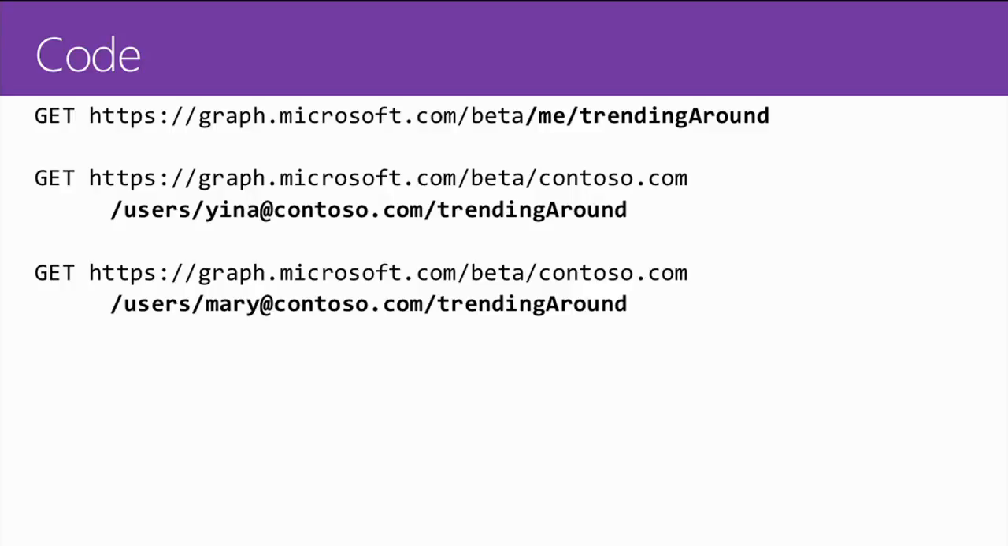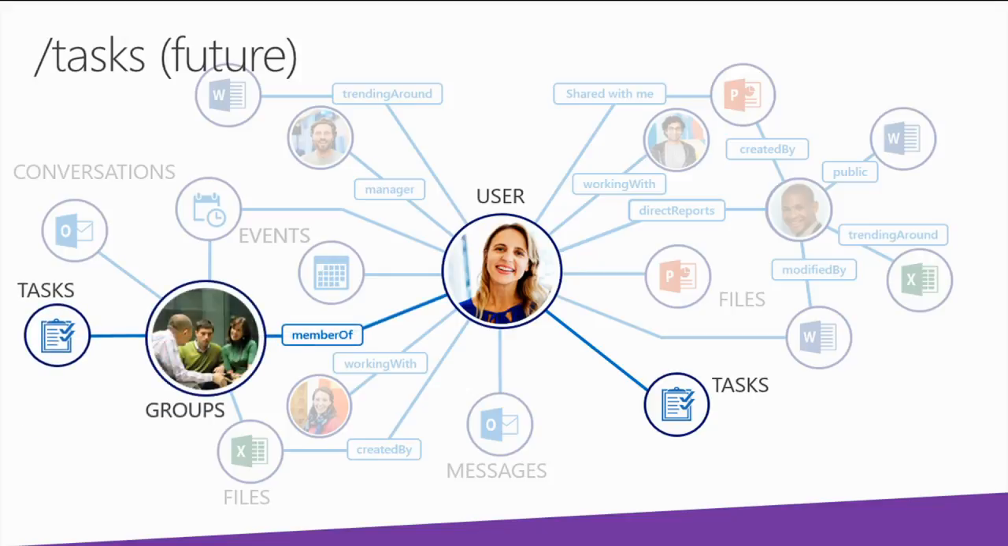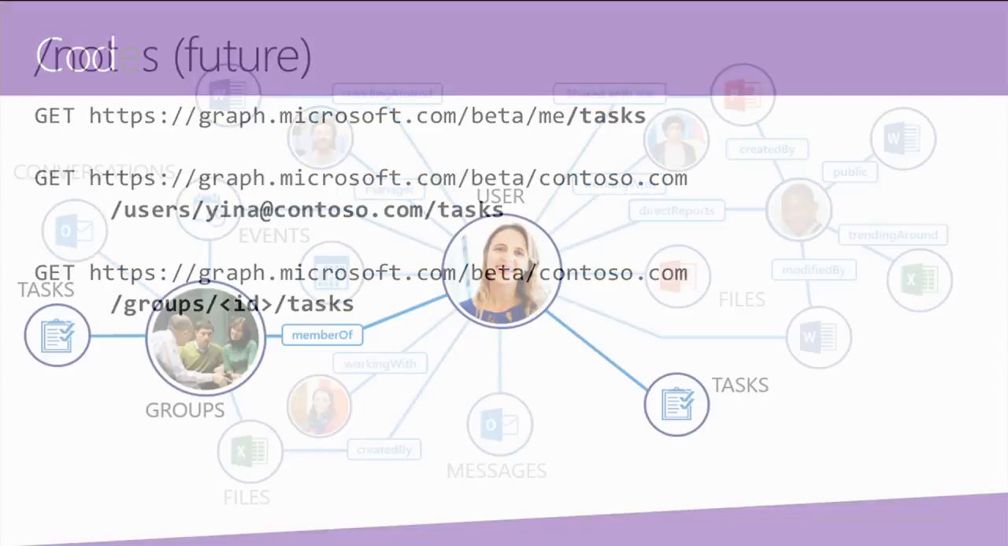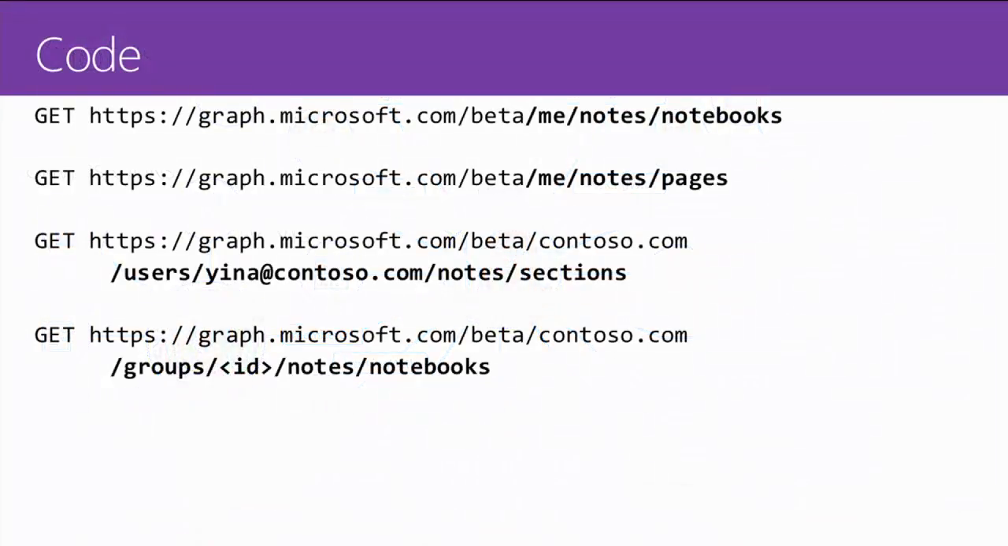OK, so now I'm going to move into a little bit of the future. We're working on integrating not only the big players like Files and Exchange and SharePoint and AD, but also other services like tasks, and getting tasks for the user and getting tasks for the group. And we're also working on integrating things like OneNote and getting the notes that are both part of the user and part of the group. If you haven't seen yet, OneNote has a cool API that now supports Office 365 users, and we're going to be onboarding that into the unified API in no time.